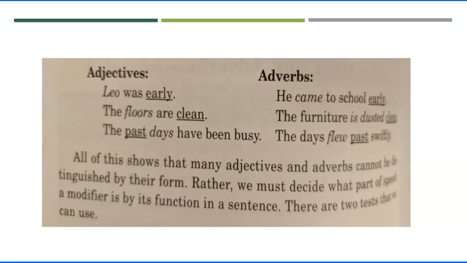Leo was early. Now in this case we have a linking verb. We have Leo, and early is actually describing him. You could say early Leo. The floors are clean. And we have a linking verb, clean floors. The past days have been busy, busy days.